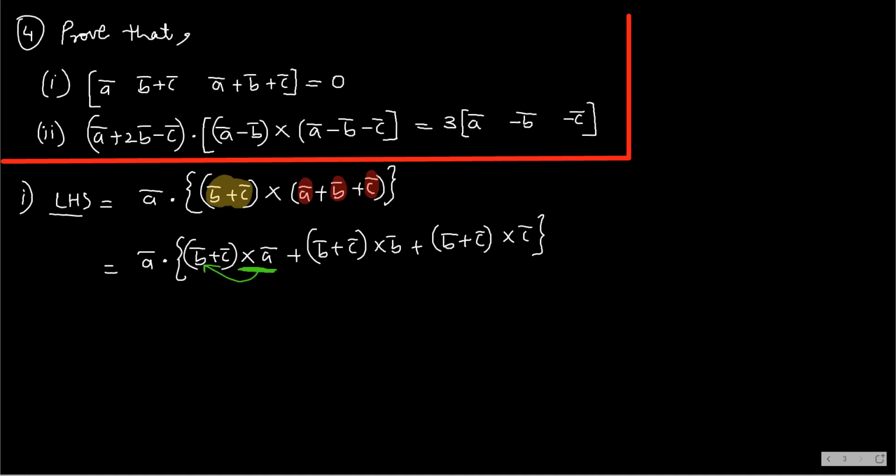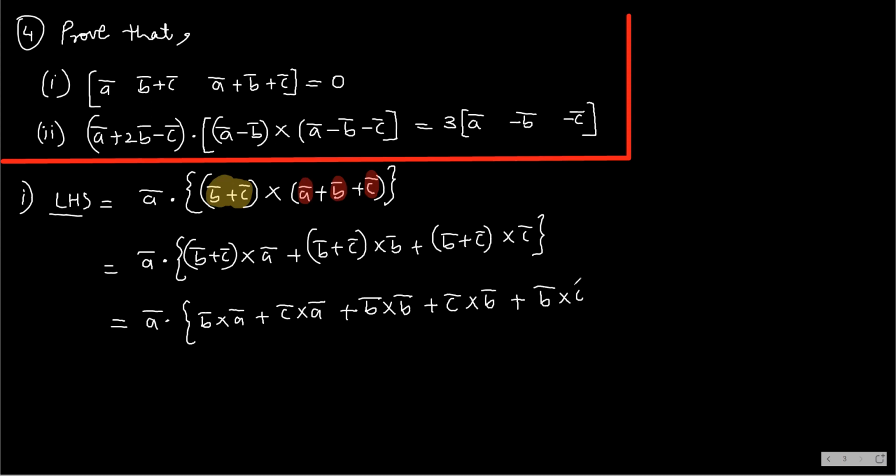So the next step that I get here is A bar dot, and you have B bar cross A bar plus C bar cross A bar plus, now I'll go for this one. See here, this is being distributed. So in the next step you'll get your B bar cross B bar plus C bar cross B bar plus B bar cross C bar plus C bar cross C bar.